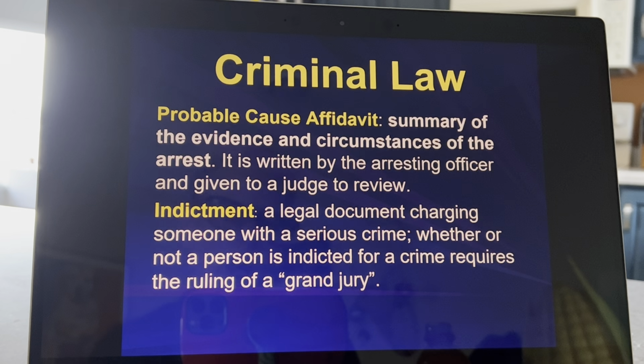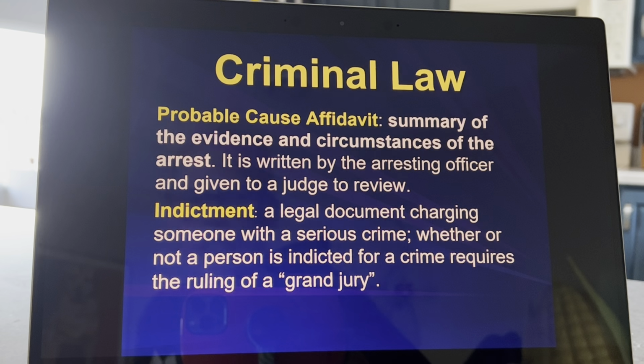A probable cause affidavit is another term for that. So, that is a summary of the evidence and circumstances of the arrest. Okay, so this is written by a police officer and given to a judge to review. So it means that, yep, we have probable cause to believe this person committed this crime, so please issue a warrant for that person's arrest.